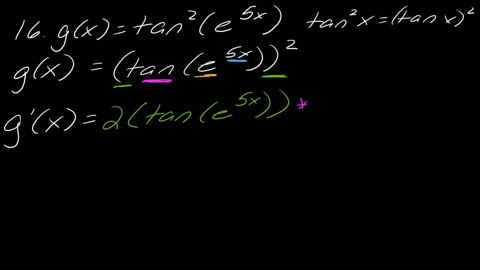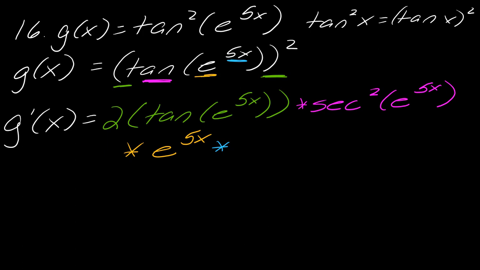Okay, so next I take the derivative of tangent, which is secant squared, and then I have e to the 5x, okay? Then I multiply that by the derivative of e to the x, and that would just be e to the x, except I once again leave the inside function intact. And then finally, the derivative of the innermost function, 5x, is just 5. So there are all my pieces, and now it's just a matter of making this look nicer.